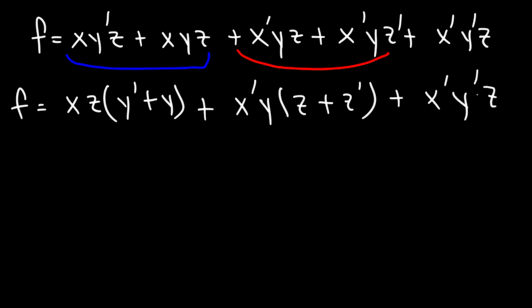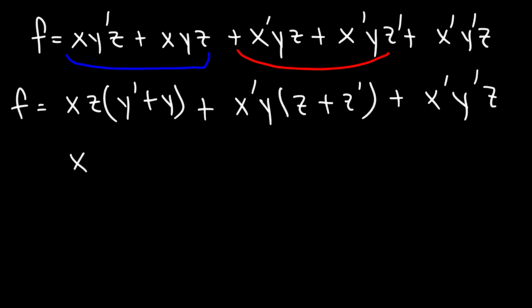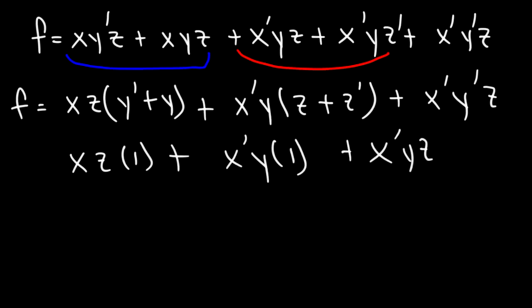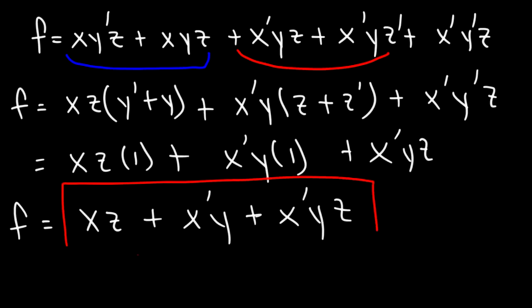Now, we can employ the complement property, which states that a plus a prime is 1. So y plus y prime is going to be 1. And z plus z prime is 1. So thus we have our answer. The function is equivalent to xz plus x prime y plus x prime yz. So now we only have 3 product terms with 7 literals. And so the function has been simplified.